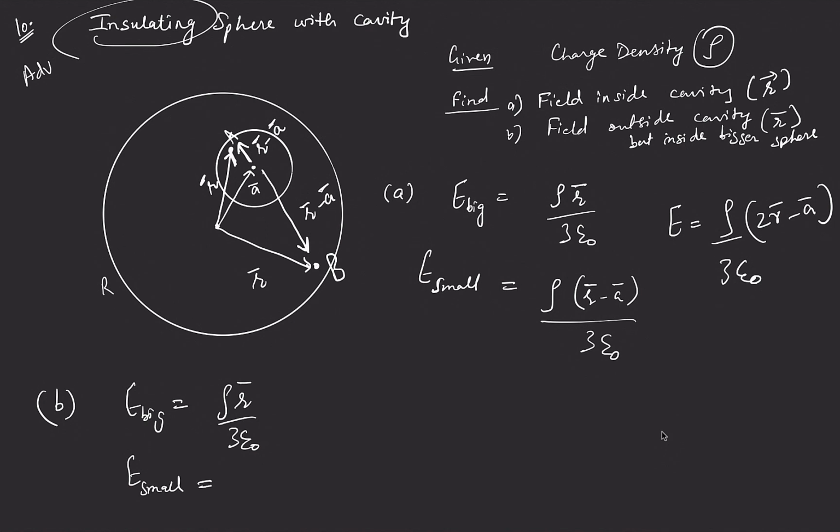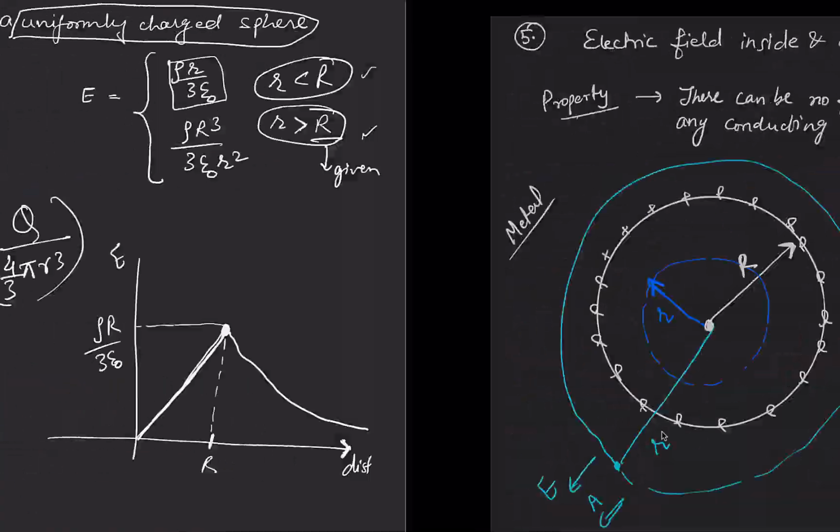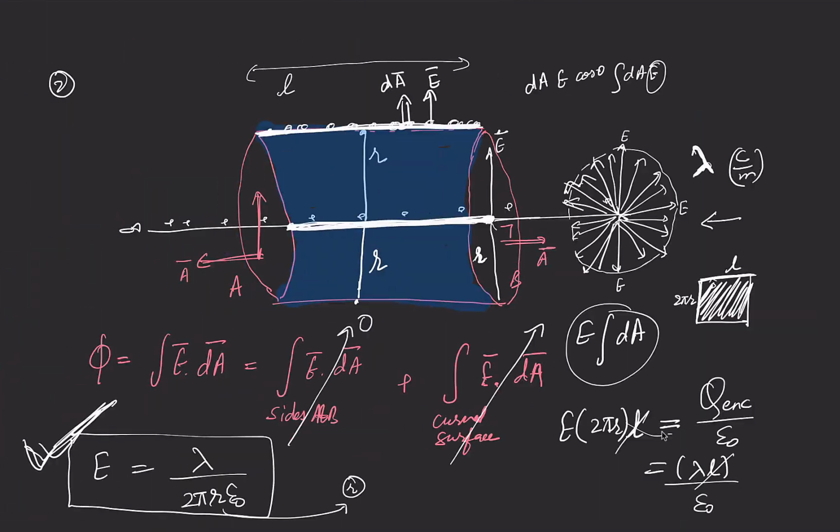Oh, sorry, I made a mistake here. It's minus rho, because the charge density is minus rho, so you have to take care. So it simply becomes rho a by 3 epsilon naught. That's the net answer for the inside case. So just take care, I just realized. So here also you have to take minus rho and r vector. Now first check the formula for the point outside the sphere. For the small sphere, this point is outside the sphere.